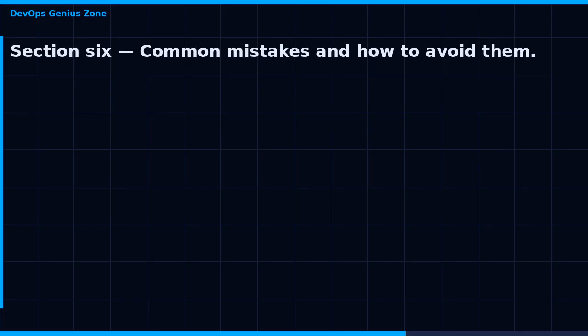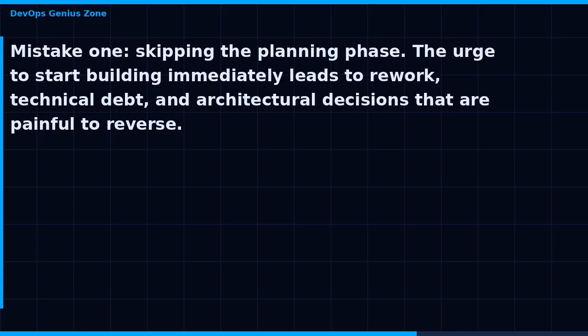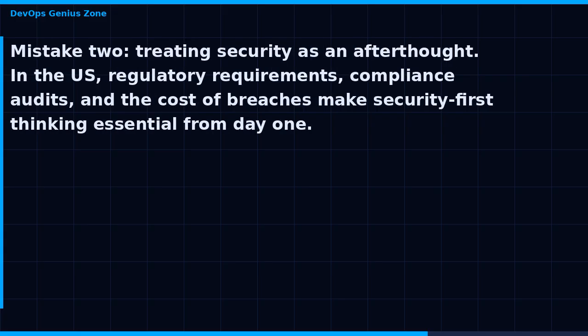Section 6, Common mistakes and how to avoid them. Mistake 1, skipping the planning phase. The urge to start building immediately leads to rework, technical debt, and architectural decisions that are painful to reverse. Mistake 2, treating security as an afterthought. In the U.S., regulatory requirements, compliance audits, and the cost of breaches make security-first thinking essential from day one.